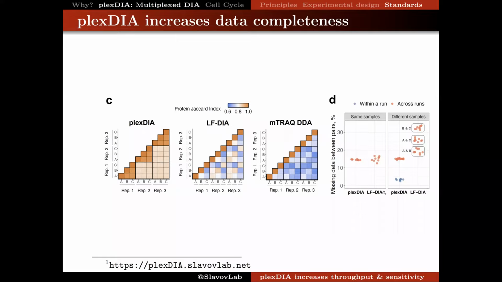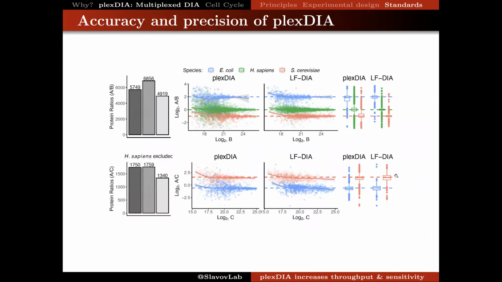And of course, within a plexDIA set, we see this low level of missing data of about 4%, which is much lower than anything we were able to obtain by label-free data-independent analysis. How about accuracy? So data completeness is not that useful if the data points are not accurate. And in this case, we took advantage of the precise expectation for the ratios of each proteome, and we compared the empirically measured to the expected ratios for the proteins that are quantified in common.